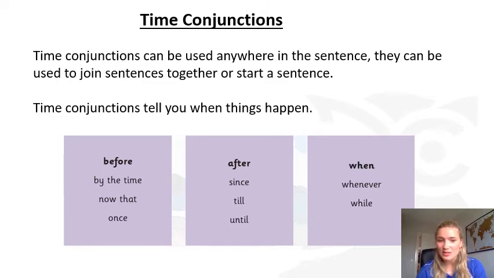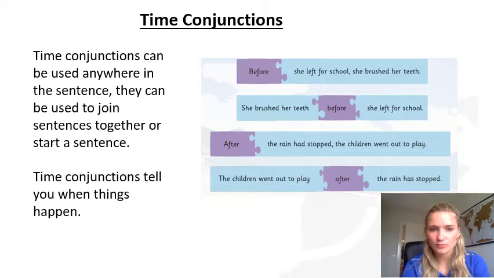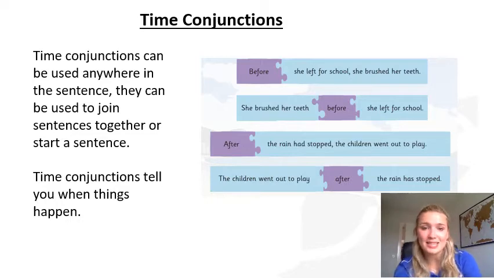So these are some examples. So we've got before, by the time, now that, now, once, after, since, till, until, when, whenever, or while. There are also other ones that you can use. However, these are probably the most used ones that you can put into your sentences. So if we have a look at how we can use time conjunctions at different places in the sentence.